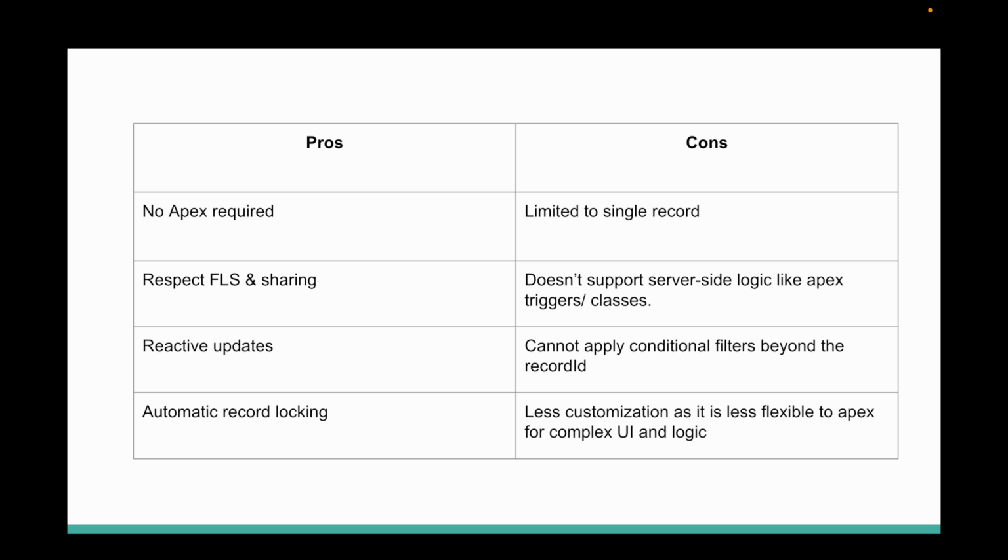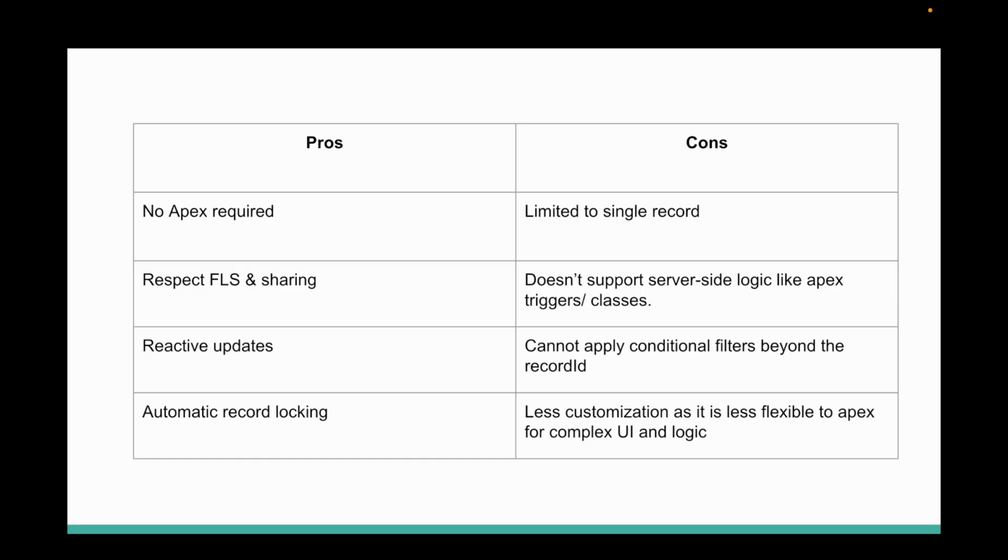Then a pro is that it supports reactive updates. Reactive update means whenever we are making an update to a record using the lightning record forms, it will show us the changes instantly. It will not take time, or we will not have to refresh it. It will show us the changes effectively. Then the con is it cannot apply conditional filters beyond the record ID. Means any kind of conditional filters, such as based on some status or type, we cannot achieve that functionality using LDS.